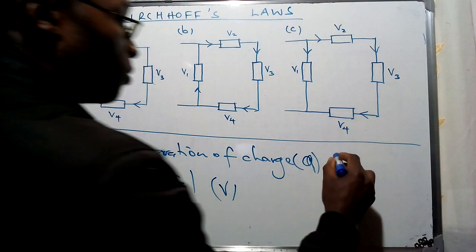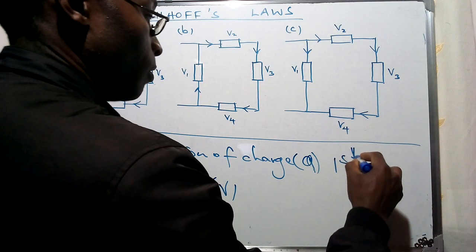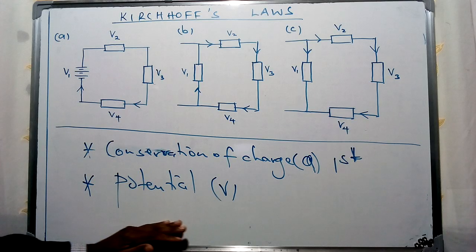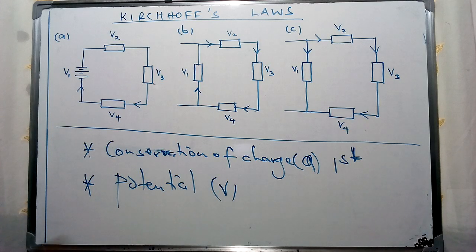And of course, that's going to give us the essence of what this law entails, as we are going to discuss it in detail. Now, we are also going to look at the second law, which is based, as I have said, on the potential. It states that the sum of the changes in potential around a closed circuit or path is equivalent to 0.